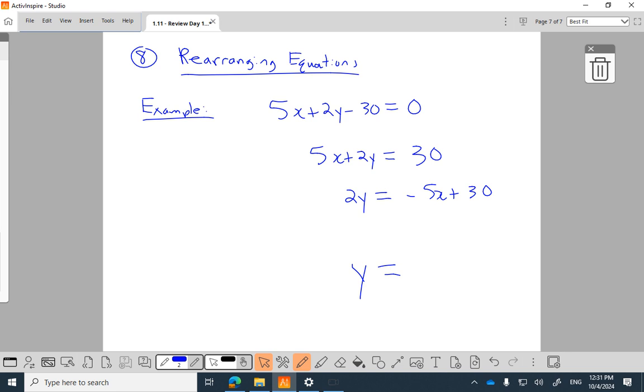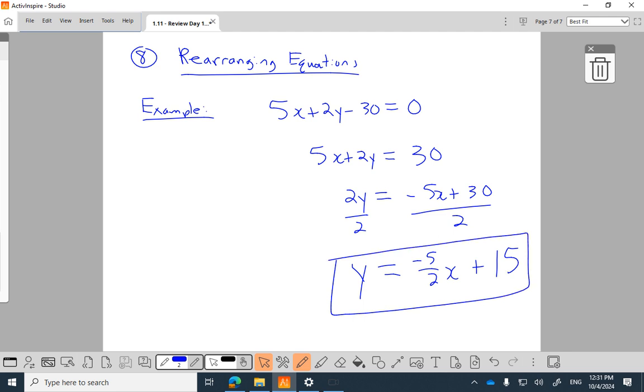It's got multiply by 2 out there. And what's the opposite of multiply by 2? Divide. So now I divide everything by 2. This is a little bit hard. I divide the 5 by 2, and I divide the 30 by 2. What's 30 divided by 2? 15. Good for you. There. Now it's in y equals mx plus b form.